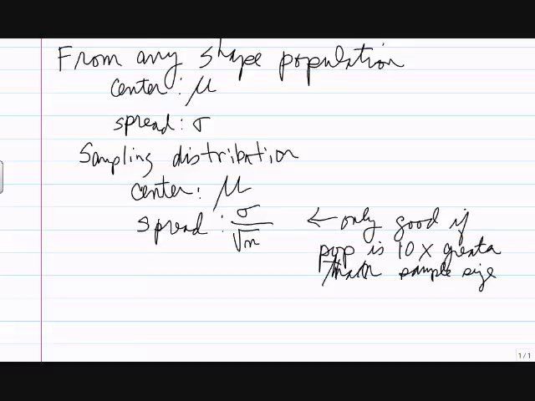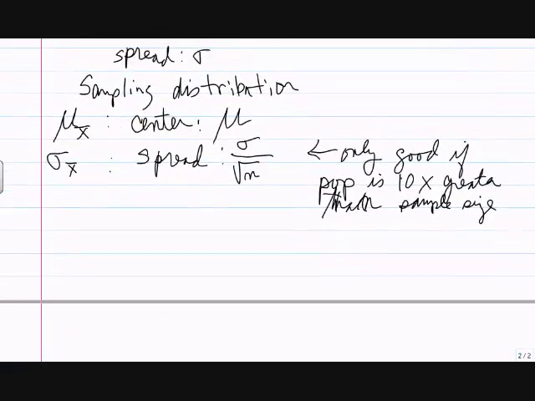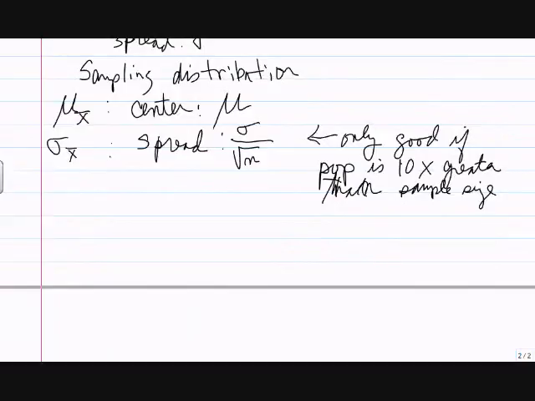Now, my center for my sampling distribution, we're going to abbreviate as mu sub x bar, and the spread for the sampling distribution is going to be sigma sub x bar. So learning the abbreviations there is important because we'll use them a lot.